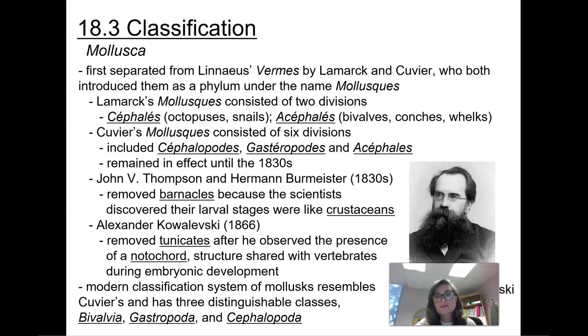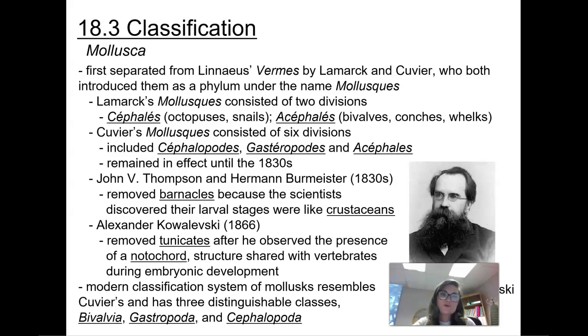Cuvier's mollusks are going to consist of 6 divisions, and they're going to include the cephalopods, the gastropods, the acephals, and remain in effect until the 1830s. Thompson and Brewster in the 1830s are going to remove barnacles because the scientists are going to discover that their larval stages are like the crustaceans.